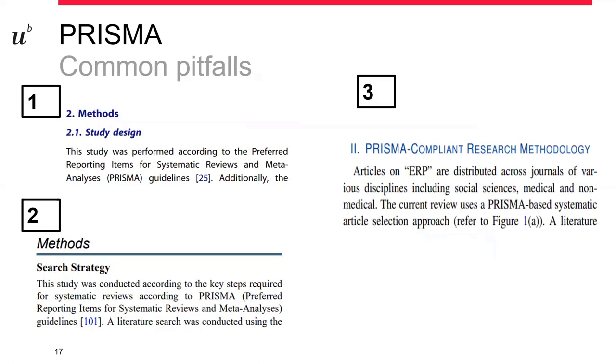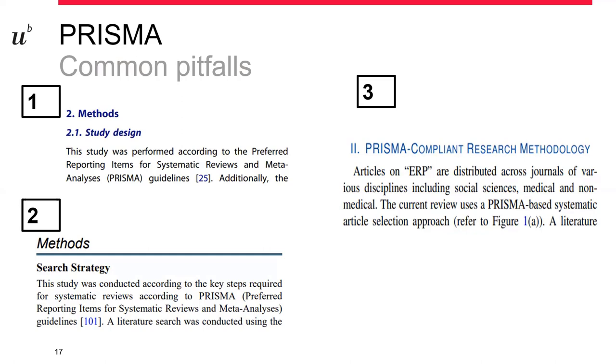Here are three examples of things that we see quite frequently in publications when they're referring to PRISMA. In the first example, you see that they state that this study was performed according to PRISMA, and this is not an accurate application of PRISMA. PRISMA will not tell you how to conduct your review. It will only tell you what to report and the level of detail that you need to report.